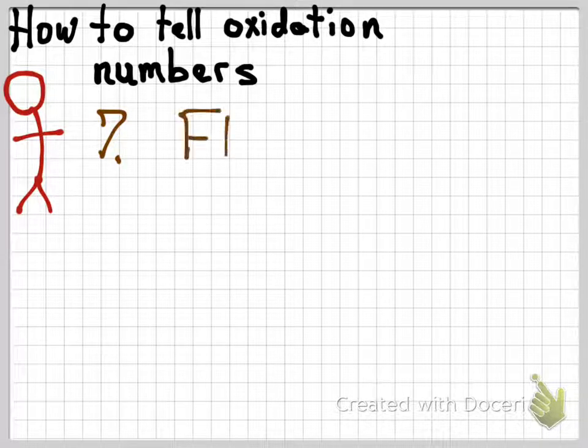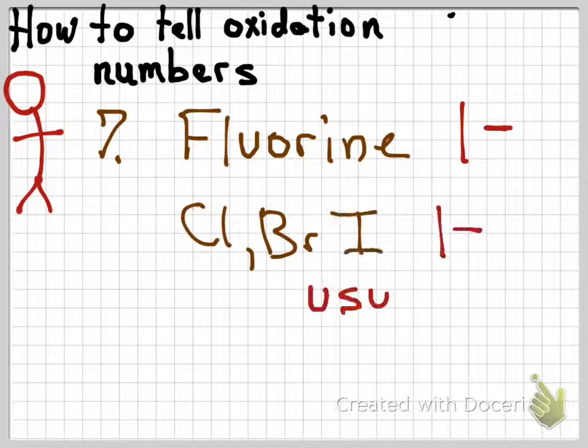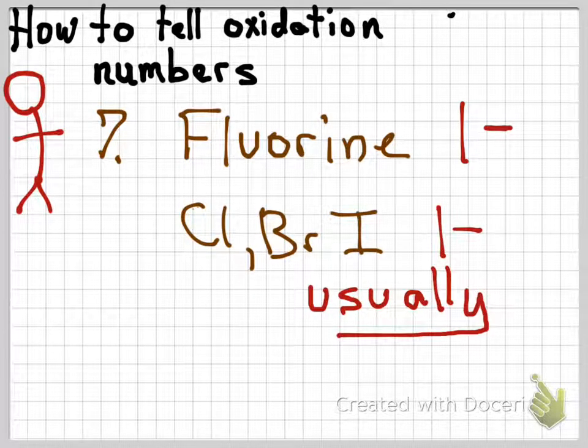Rule number 7. Fluorine is always -1 when it's in a compound. Chlorine, bromine, and iodine are usually -1 when they are in a compound.